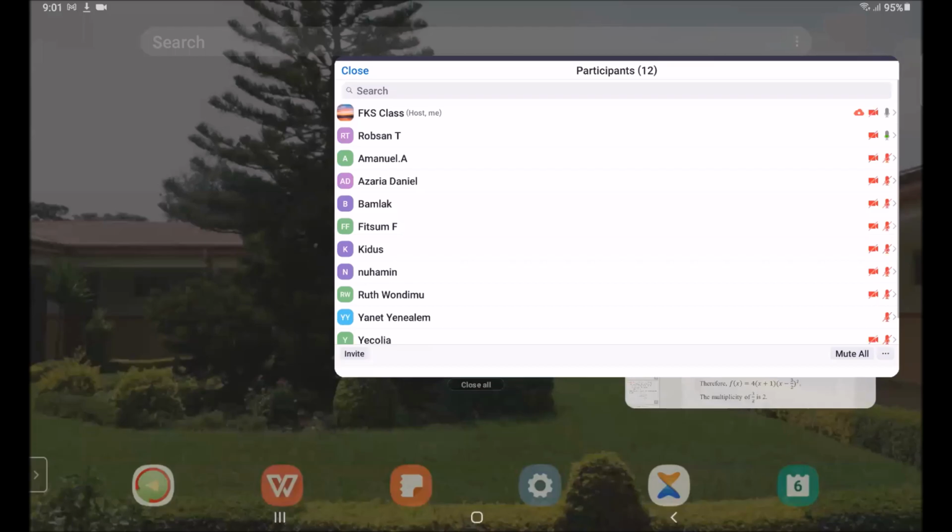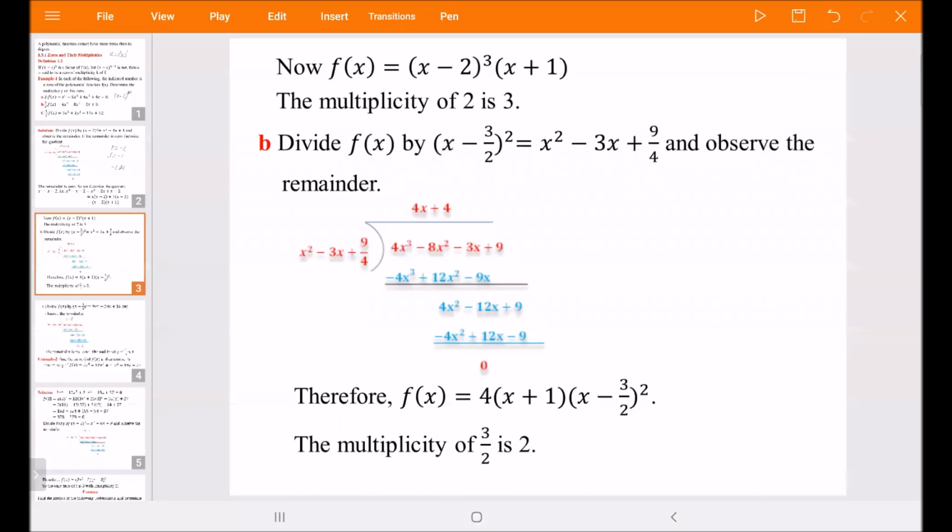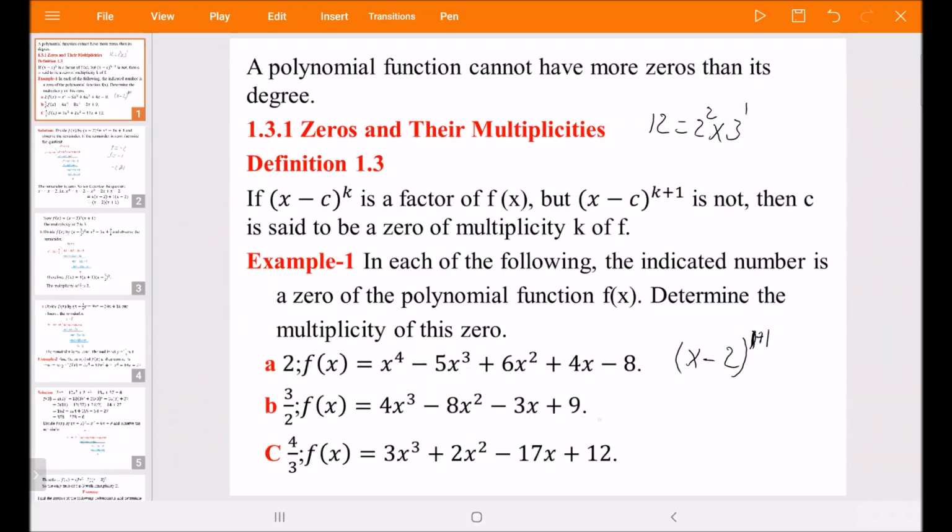The second example is, given a degree 3 polynomial 4x cubed minus 8x squared minus 3x plus 9, it is given that 3 over 2 is a zero. First, convert this zero to a factor. Simply x minus 3 over 2 or 2x minus 3. The same result can be obtained from this. x minus 3 over 2 or 2x minus 3 is a factor of this polynomial.